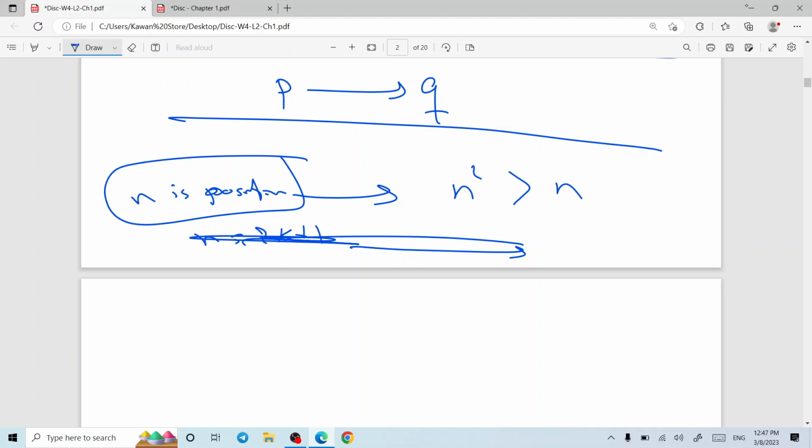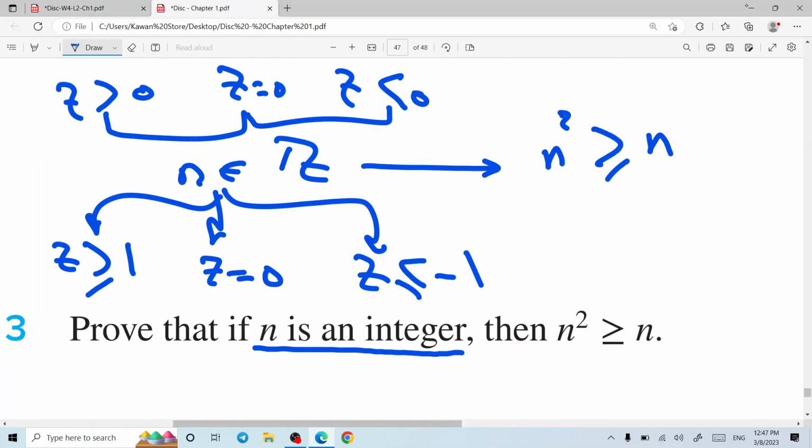Can I say minus 1, minus 2? No. All together, we make all the negatives as Z less than or equal to minus 1. Or you can say Z is negative. Or you can say Z less than 0. That's it. So it's not a lot, 3 cases. Okay, dears? So here we are.